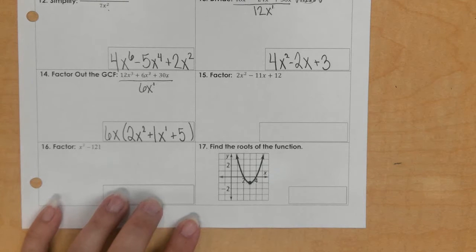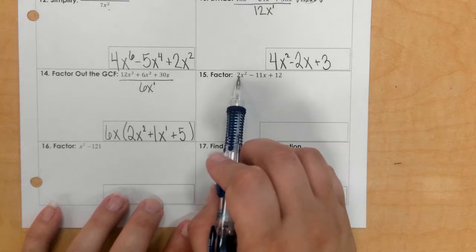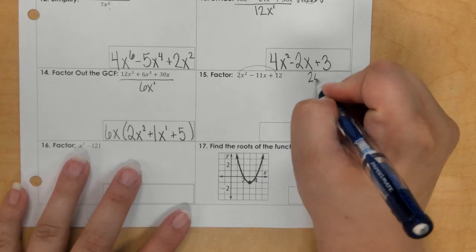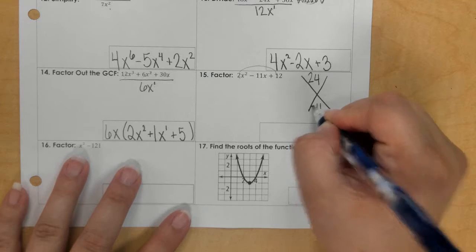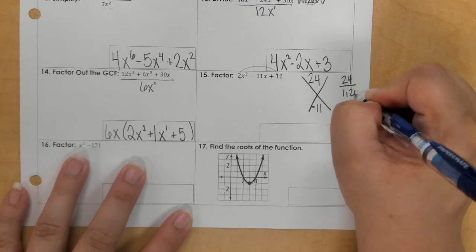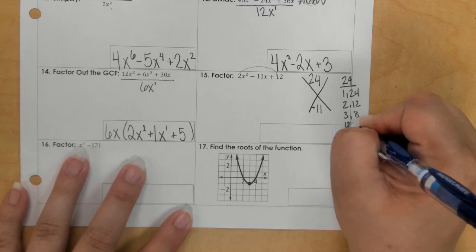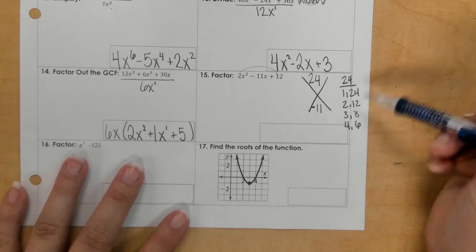For number 15, it says to factor. And we've noticed this is bottoms up because this number is 2, which is bigger than 1. So 2 times 12 is 24, and we're trying to get to a negative 11. So the factors of 24: 1 and 24, 2 and 12, 3 and 8, 4 and 6. The only one that can get to 11 would be 3 and 8.